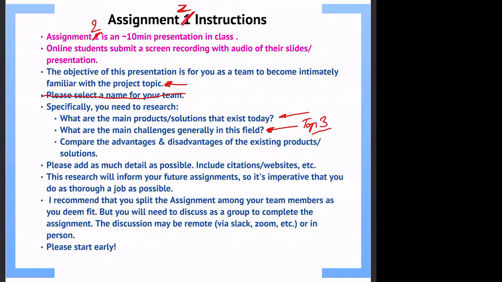And finally, the last point is compare the advantages and disadvantages of the existing products and solutions. And here the goal is to really think about, okay, what are the problems that have not been solved yet? And you can start thinking about ideas to solutions or inklings of solutions to these problems, which will actually, of course, be part of assignment 3, so you don't need to do it yet, but I want you to start thinking about it. And again, add as much detail as possible, but of course you only have roughly 10 minutes, so include citations, websites, whatever you want to do. And of course, it'll be recorded. This research will inform your future assignments, so it's important that you do as thorough a job as possible.